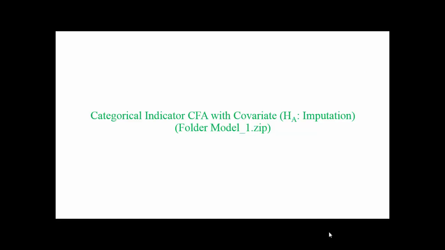Okay. So, also, hopefully in addition to the slides, you got 4 zip files that have all the information I'm going to go through for each of the 4 models. So the first one I'm going to talk about is a categorical indicator CFA with a covariate, sometimes called a MIMIC model, multiple indicators, multiple causes, which is just a CFA with a covariate. And we're going to talk about so-called alternative hypothesis model, multiple imputation, and the information you need is in the folder called Model 1 zip.